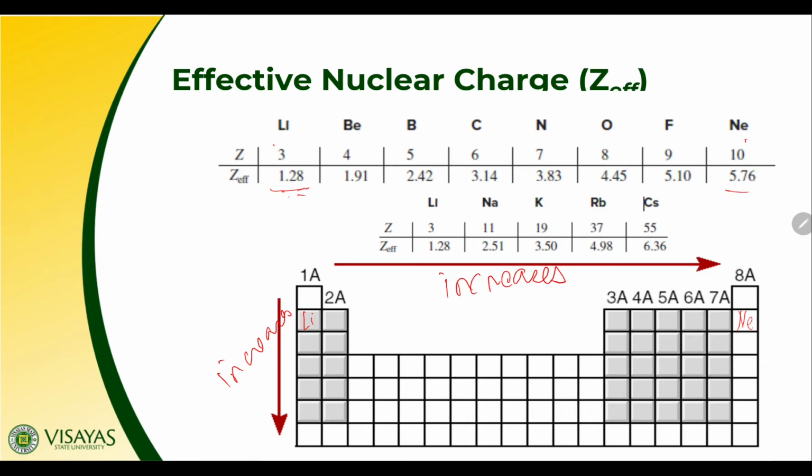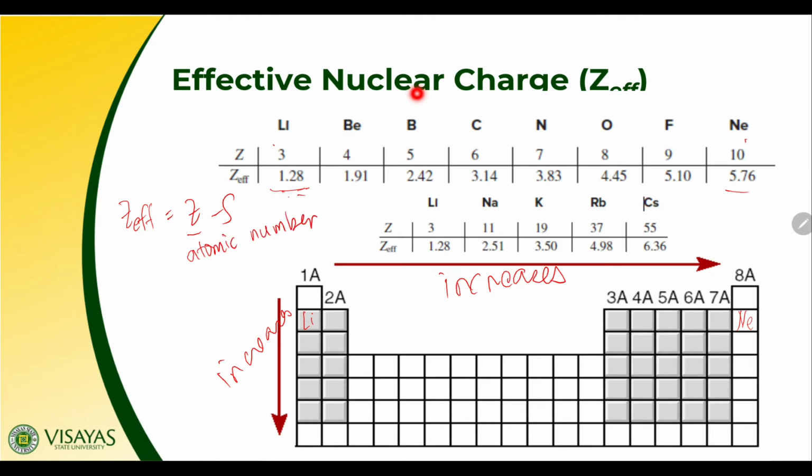Now, why is this so? Recall that our formula for effective nuclear charge is Z_eff equal to Z minus S. What is this Z? This is our number of protons, which is equal to the atomic number.